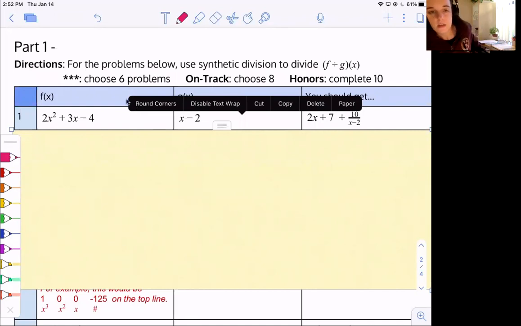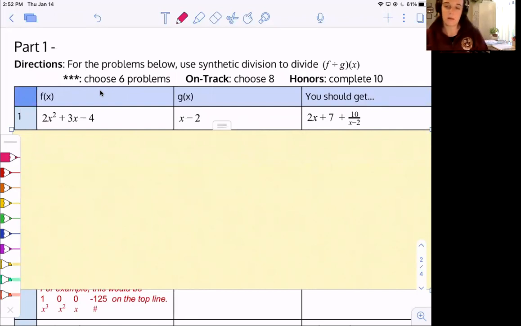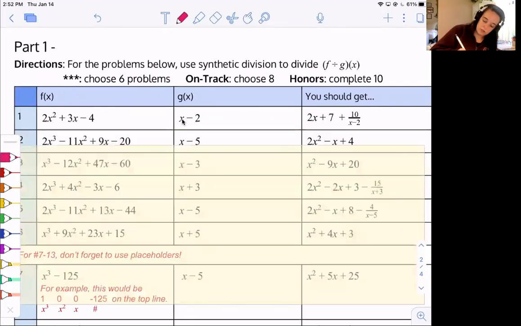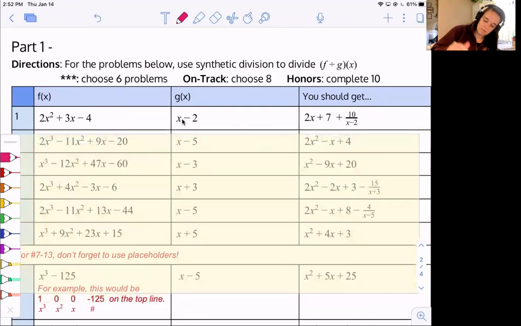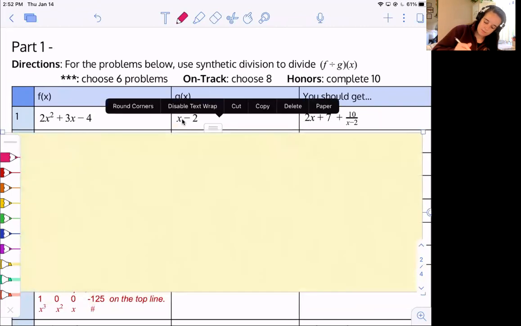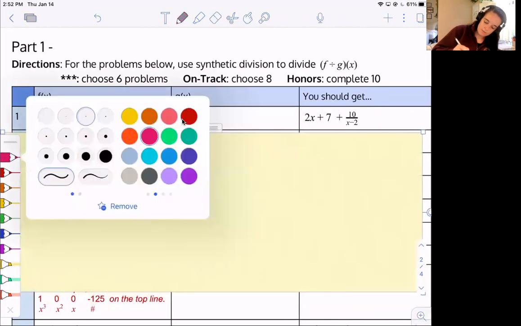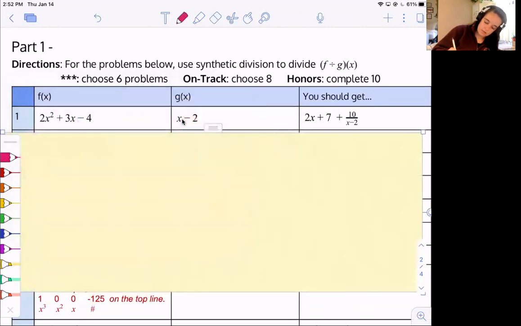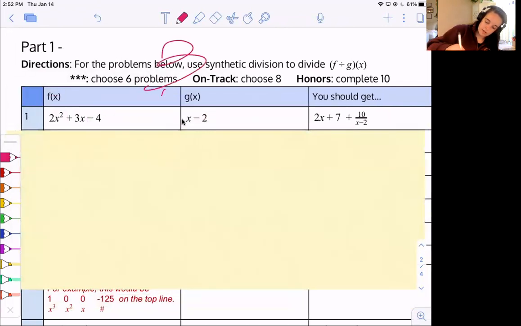Cool. All right, so for this problem here, we are going to start with f of x, and we are dividing by g of x. So we have 2, oops, sorry about that. It really doesn't want me to write on this board. There we go. Okay, we're back.